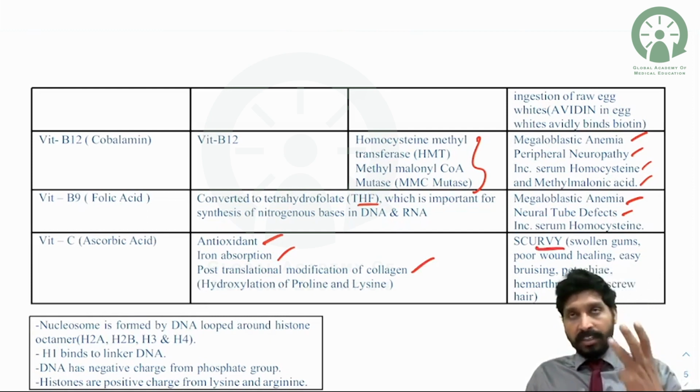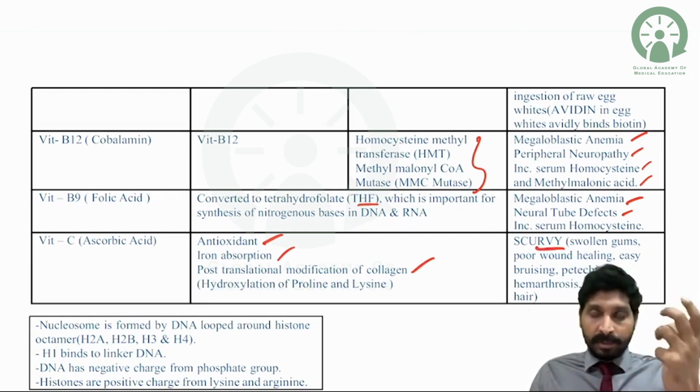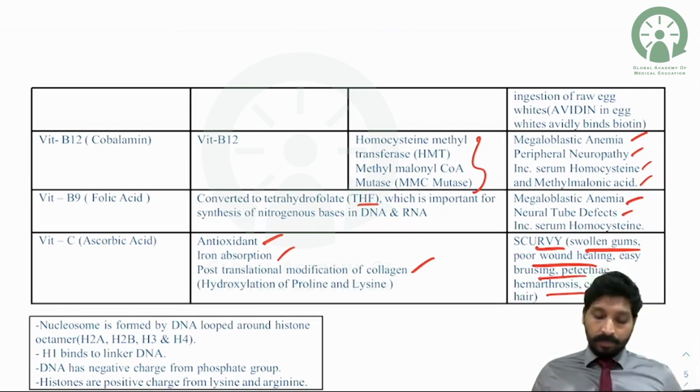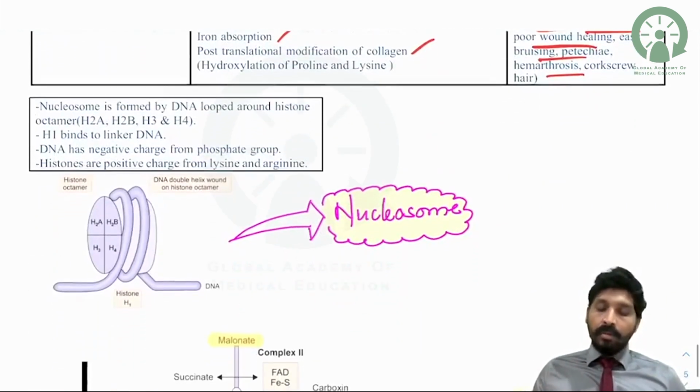Image based question, a target for image based questions: swollen gums, poor wound healing, easy bruising, hemarthrosis, corkscrew hair. So that's all about vitamins.